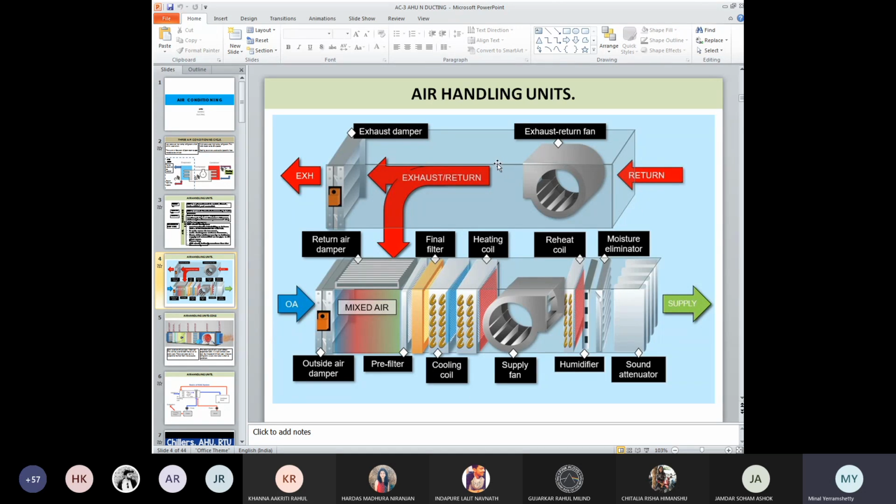Any questions here so far? Anything that you didn't understand? So these are the components at the AHU level. The AHU is at every floor. So that means if you have 25 floors, you will have this kind of configuration on all 25 floors.